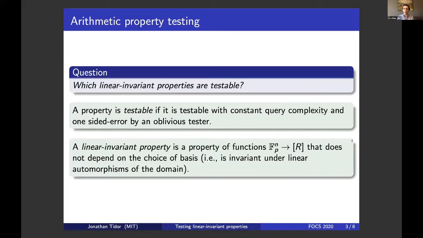And basically, any reasonable property you think of will be linear invariant, anything like being a linear function, being an affine function, being a low-degree polynomial. And there are lots and lots more examples, even ones which aren't algebraically defined. Basically, the only thing which wouldn't be a linear invariant property is something like being a K-junta, since you need to pick a basis to define what that means. So we won't consider that, but we'll consider basically all other properties.